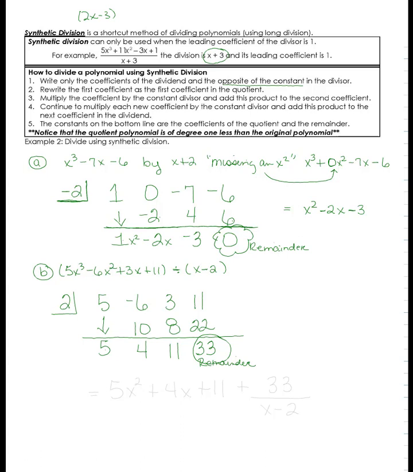All right. So since we have a remainder, yes, we're still going to write our answer. We have our quotient plus our remainder over our original divisor. So what term will we have with the 5? x squared. So we have 5x squared plus 4x plus 11 plus 33 all over x minus 2. There we go. Any questions?